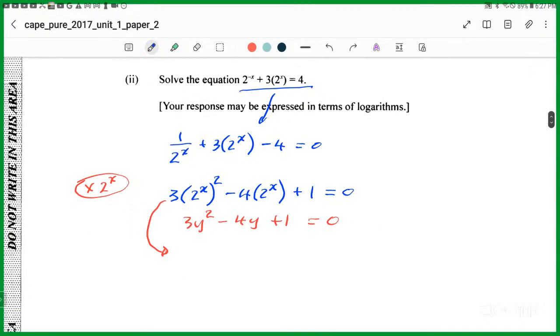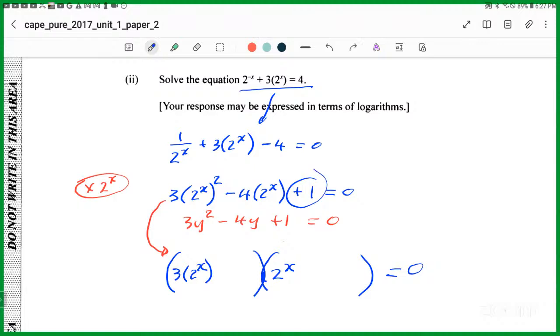I'm going to factorize this as a quadratic, with my variable being 2 to the x. So the factors of this are 3 times 2 to the x, and 2 to the x. Factors of 1 is only 1 and 1. The two signs in the brackets are the same, so they are both negative.